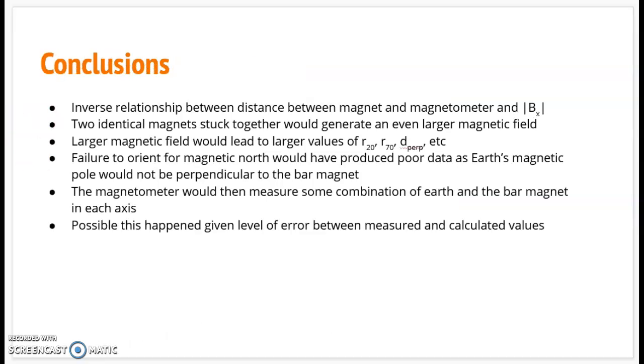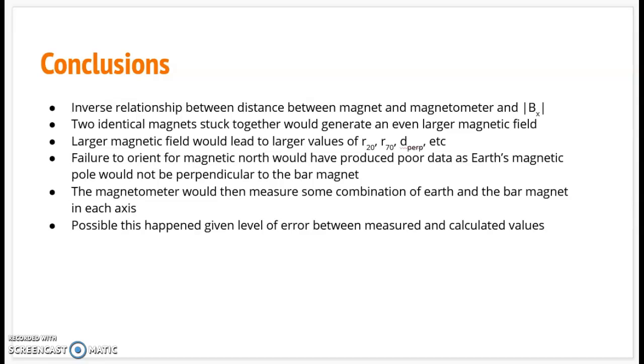So in conclusion, there's an inverse relationship between the distance between a magnet and the magnetometer and the absolute value of the magnetic field in the x direction. So as you get closer to the magnet, the magnetic field grows stronger, which makes sense. And then if you took 2 identical magnets and stuck them together, it would generate an even larger magnetic field. This larger magnetic field would lead to larger values of R20, R70, D perpendicular, etc.